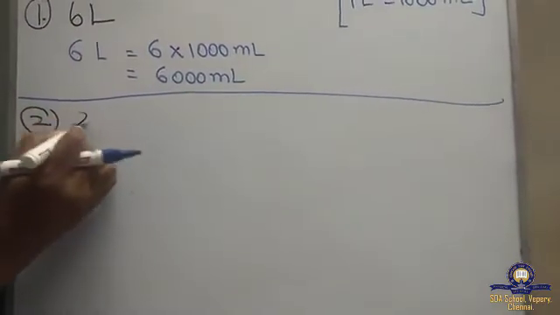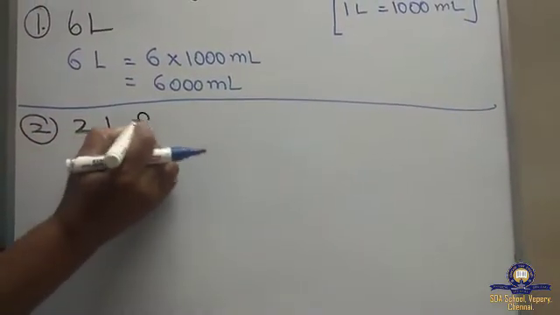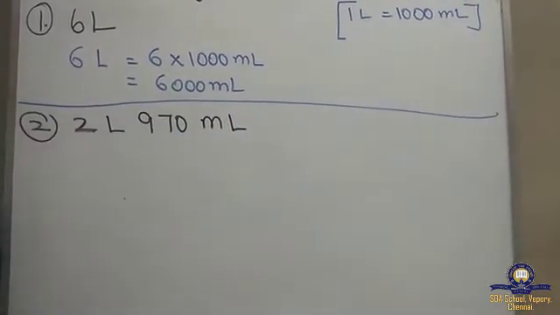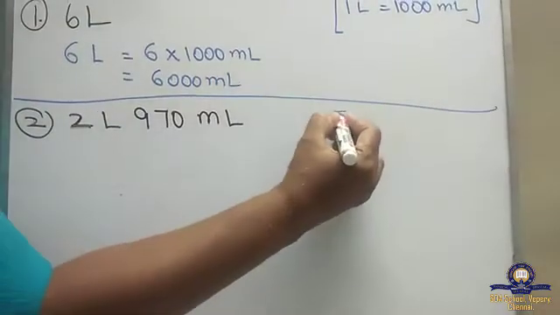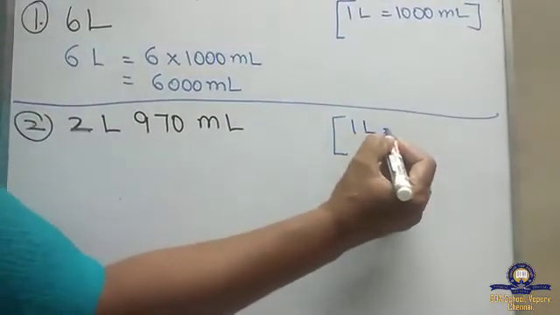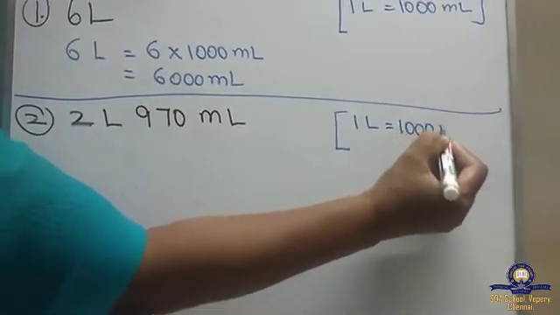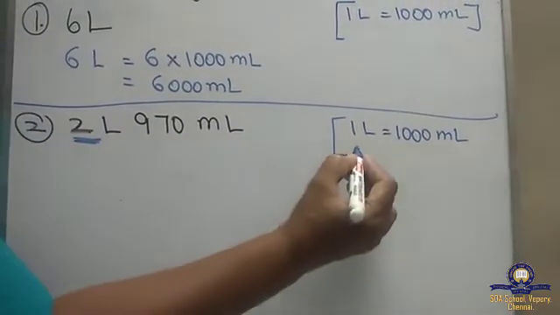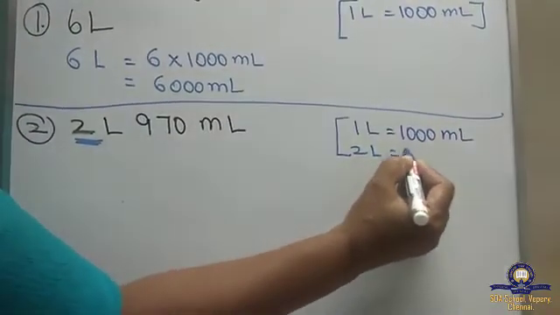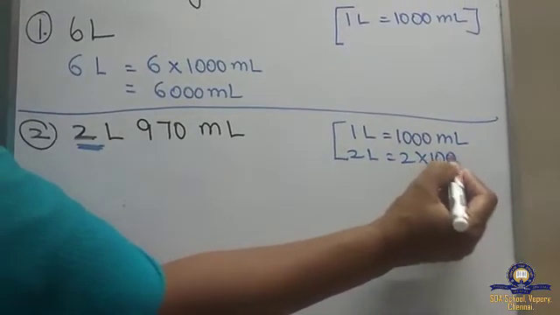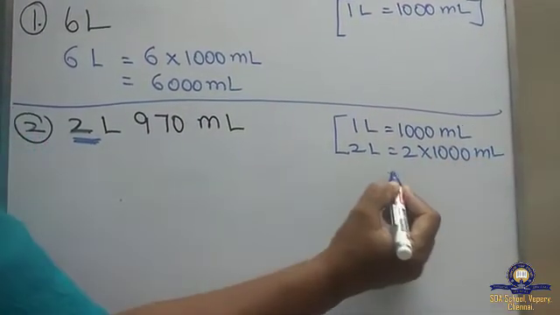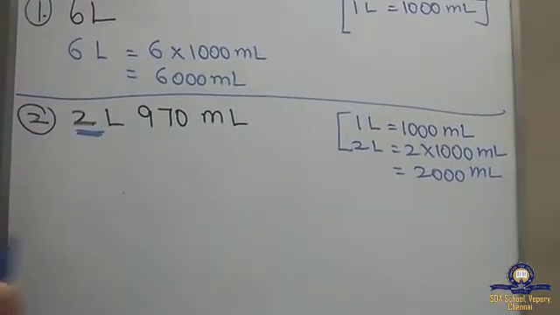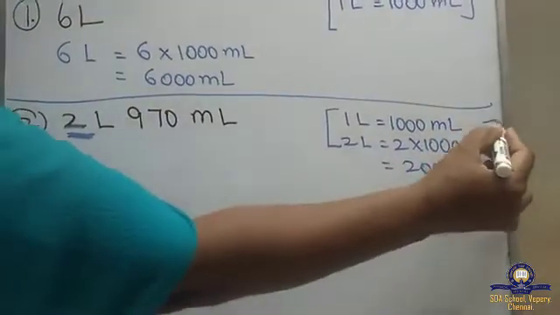2 liter 970 milliliter. Here see, 1 liter is equal to what children? 1 liter is equal to 1000 milliliter. So 2 liter is given. 2 liter is equal to 2 into 1000 ml. That is equal to what, children? 2000 milliliter. Understood children? So while writing, what you have to do here?